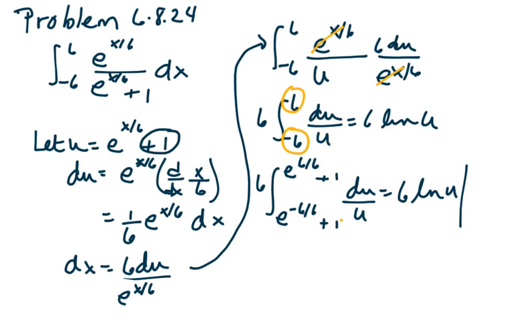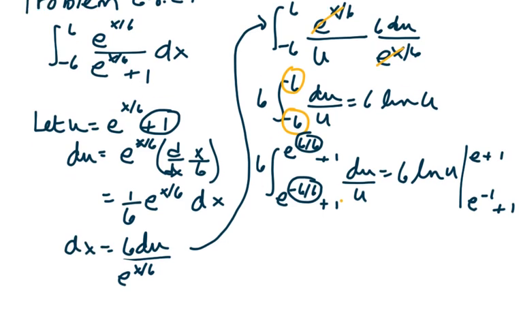Okay, so this is going to be evaluated at e to the first power, which is just e. So this is evaluated at e plus 1. And down below we've got a minus 1. So this is going to be e to the minus 1 plus 1. So let's substitute in these limits.